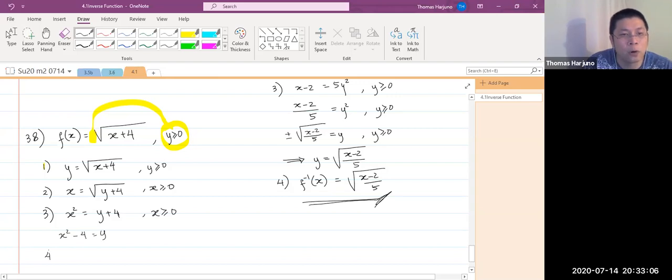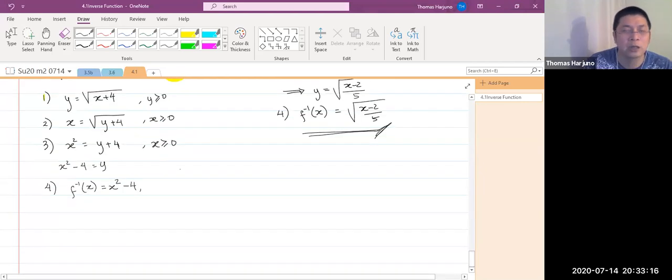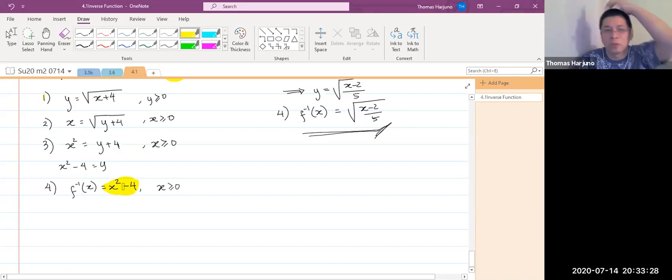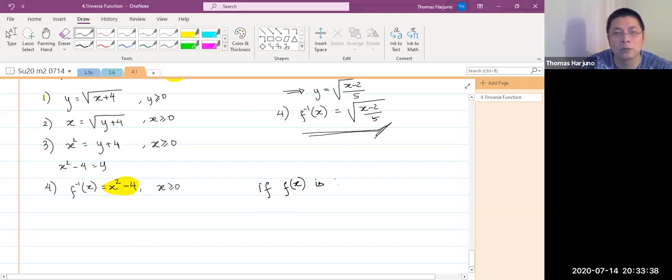Then step 4, f inverse x is x squared minus 4. But something is wrong here if you don't use that restriction. If you forget to write this x is greater than or equal to 0, notice that the graph of this x squared minus 4 is not one-to-one. But that's impossible. That's impossible. Okay? If f(x) is one-to-one, which we know it is, right?